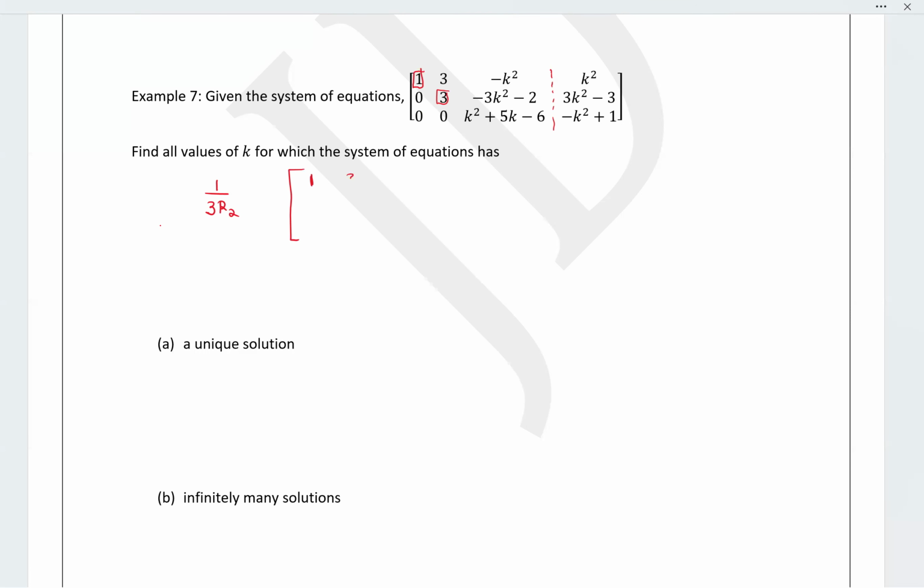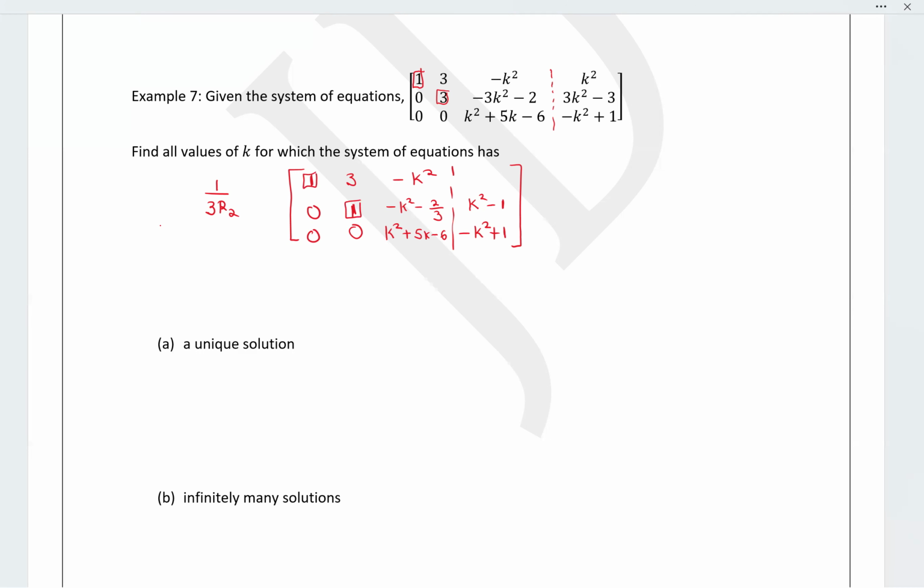So this will be 1, 3 minus k squared. And this is 0, this is 1. This is minus 3, remember we're dividing by 3. So this is just going to be minus k squared minus 2 over 3. And this will become k squared minus 1. And here will be 0, 0, and here will be k squared plus 5k minus 6. And this is going to be this one. Okay? So I think this is the best we can get. This is 1 here, and this is also 1 here.